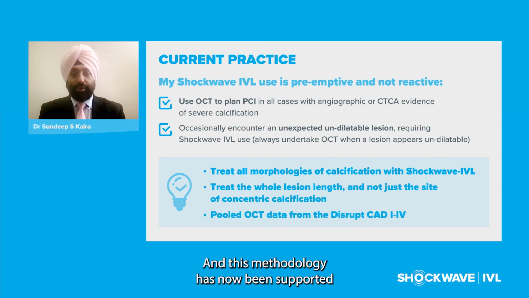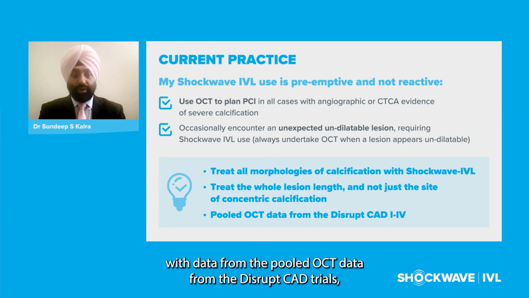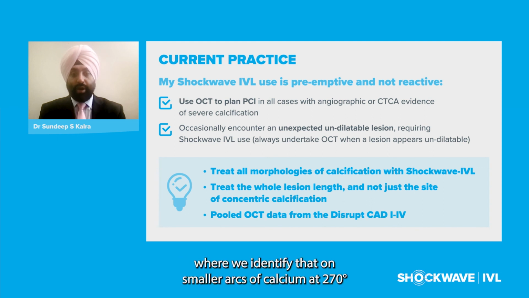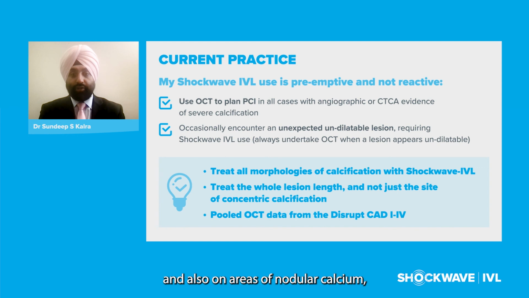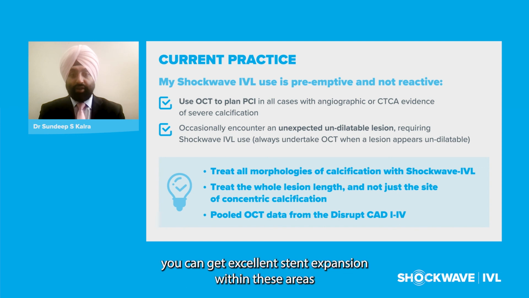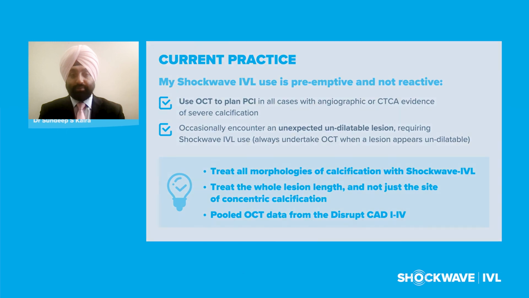And this methodology has now been supported with data from the pooled OCT data from the Disrupt CAD trials, where we identify that on smaller arcs of calcium than 270 degrees and also on areas of nodular calcium, you can get excellent stent expansion within these areas and good modification of the calcium.